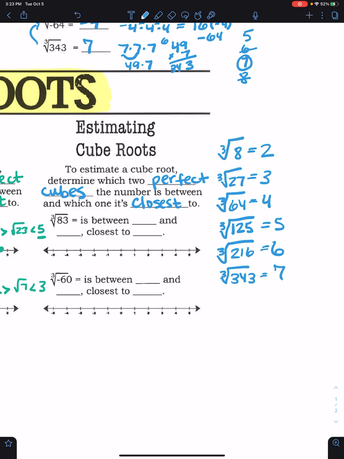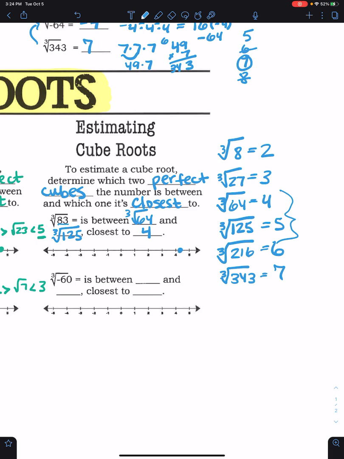So the cube root of 83 is somewhere between these 2 over here. It's between the cube root of 64 and the cube root of 125. So it's going to be somewhere between 4 and 5. It's closest to the 4, right? Because the cube root of 64 is 4. So it's about right here.